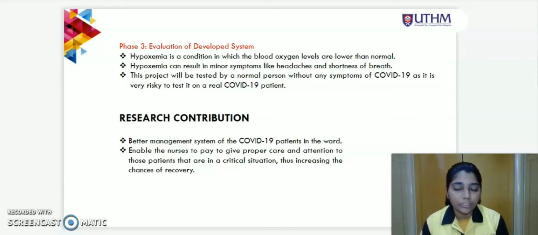The research contribution of my project would be a better management system of COVID-19 patients in the ward, and to enable the nurses to give proper care and attention to those patients that are in a critical situation, thus increasing the chances of recovery.